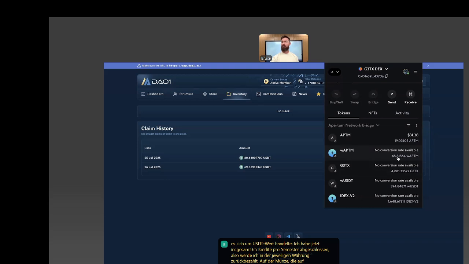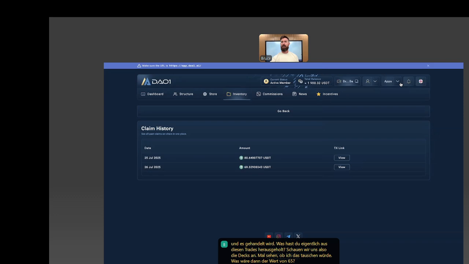You might be wondering, well, what's the value of that? I mean, if you put in 1,000 USDT and it's been trading, what have you actually got out from those trades? So let's go have a look on the DEX. Let's go see if I were to swap that, what would the value of 65 Apertum actually equate to? And so I'm going to go into the DEX.